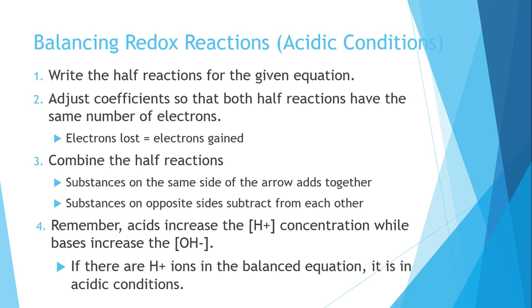And since we are learning that these take place in both acidic and basic conditions, let's remember what we learned in our acids and bases. Acids tend to increase your H plus concentration, while bases tend to increase your OH or hydroxide concentration. So if there are H plus ions in your balanced equation at the end, that is okay because that just tells me it's taking place in acidic conditions.